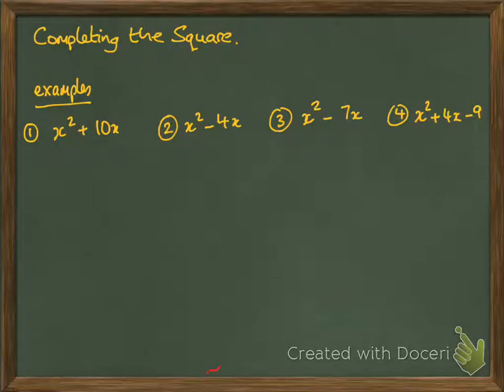This video will take you through a few examples on how to factorise a quadratic by completing the square. So the first question, x squared plus 10x. So we start off by doing x plus 5 all squared.